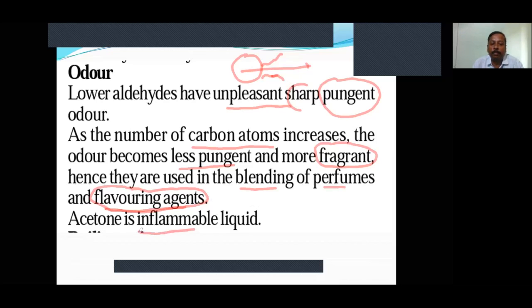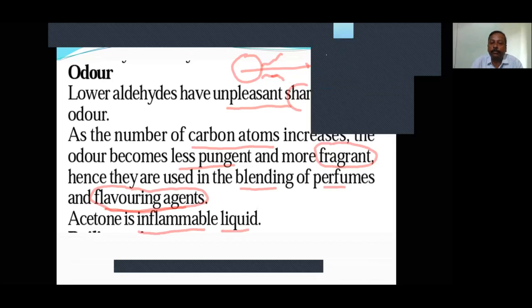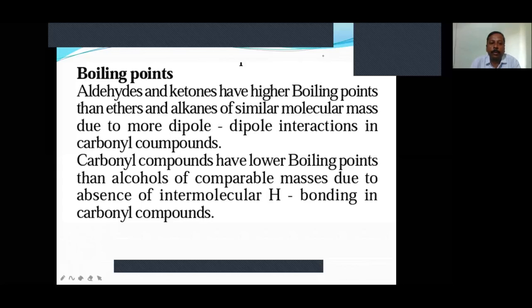Acetone is an inflammable liquid. Inflammable means it catches fire very fast. Is it understood? Okay, next is about the boiling points. Aldehydes and ketones have higher boiling points. Reason: this is a 1 mark reason question.